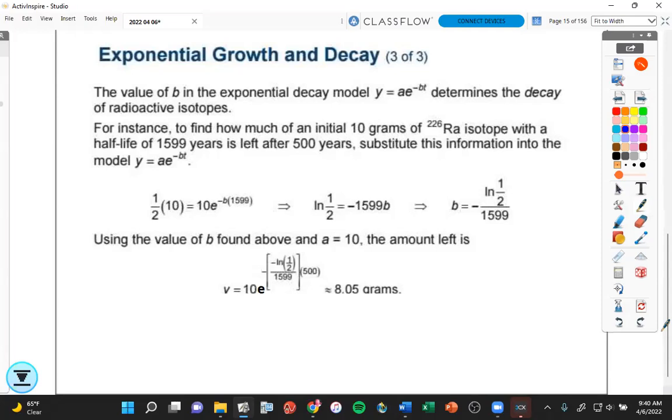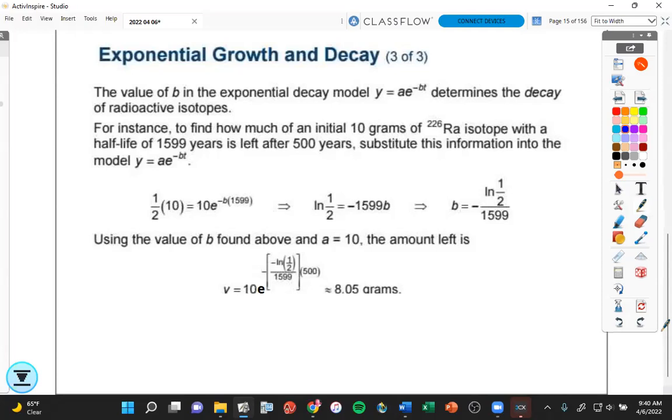Here's the equation. We don't know right now what B is, but we need to figure that out. We do know the half-life is 1,599 years. I want to know how much is left after 500 years, so 500 represents T. We start with 10 grams. In one half-life, how much is going to be left? If we start with 10, 5 would be left, right?